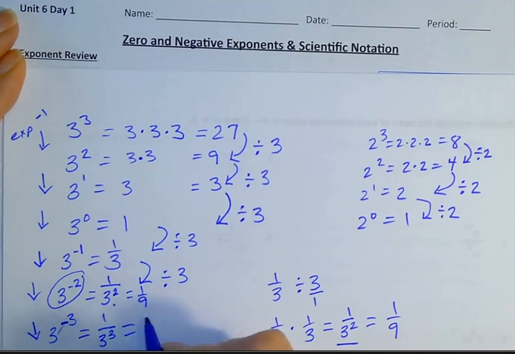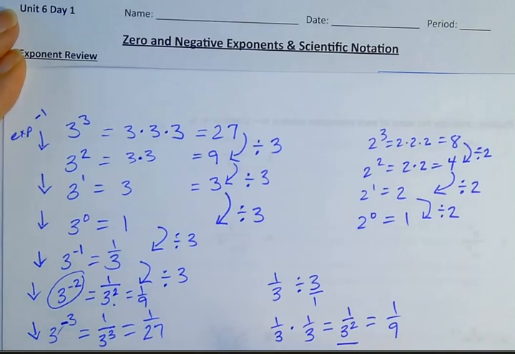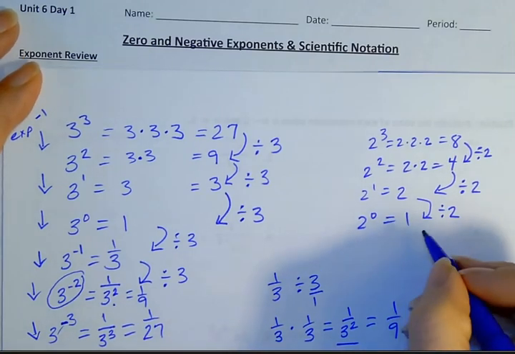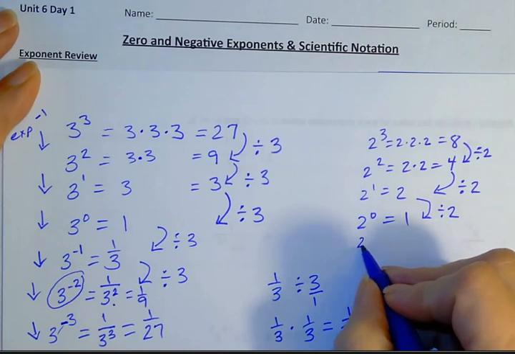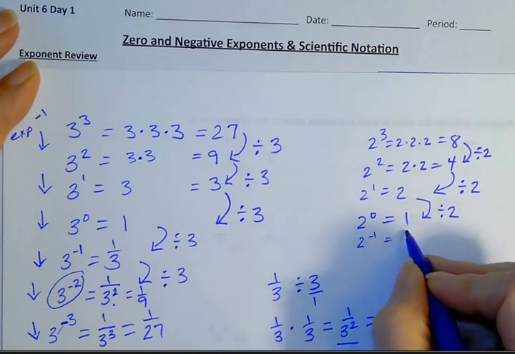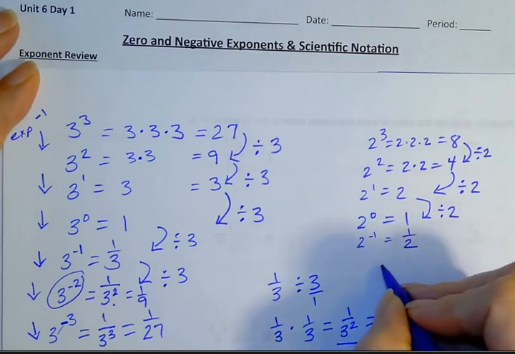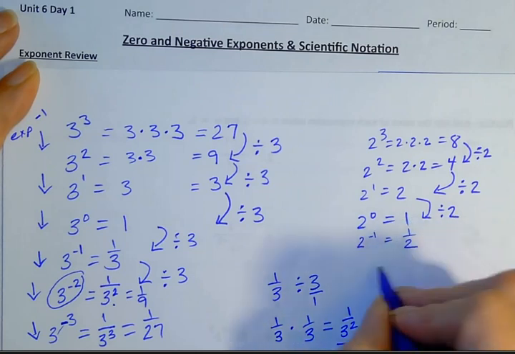And we know 1 over 3 cubed is 1 over 27, because we know 3 cubed, 3 times 3 times 3, is 27. Okay, so very quickly I'm going to do that over here too. 2 to the negative 1 is going to equal 1/2. Okay, I divided 1 by 2 and I got 1/2.